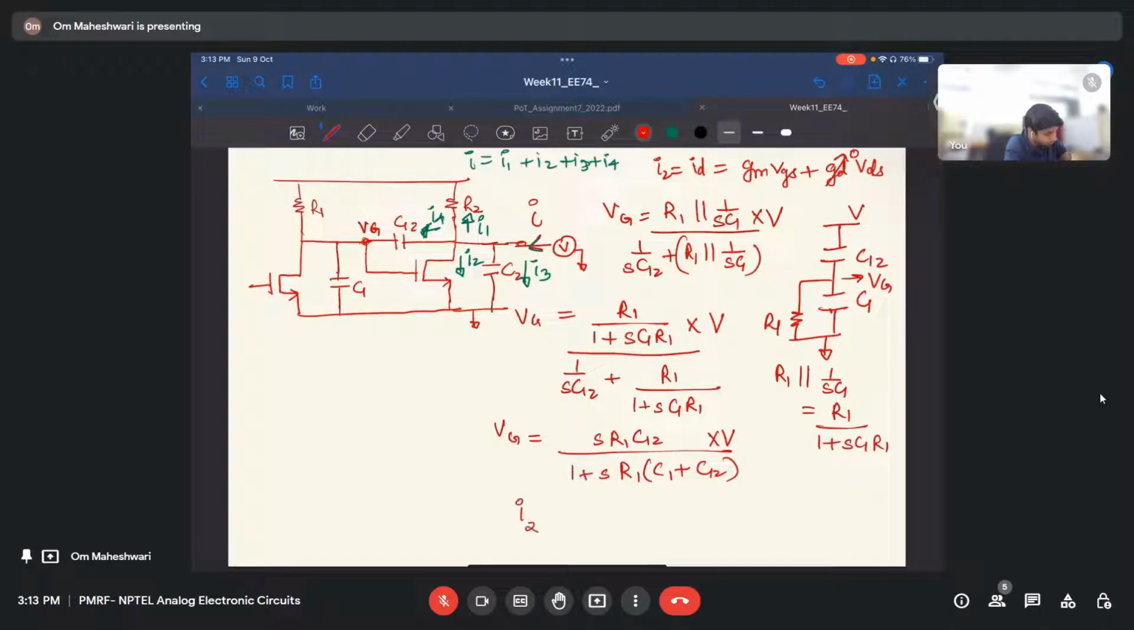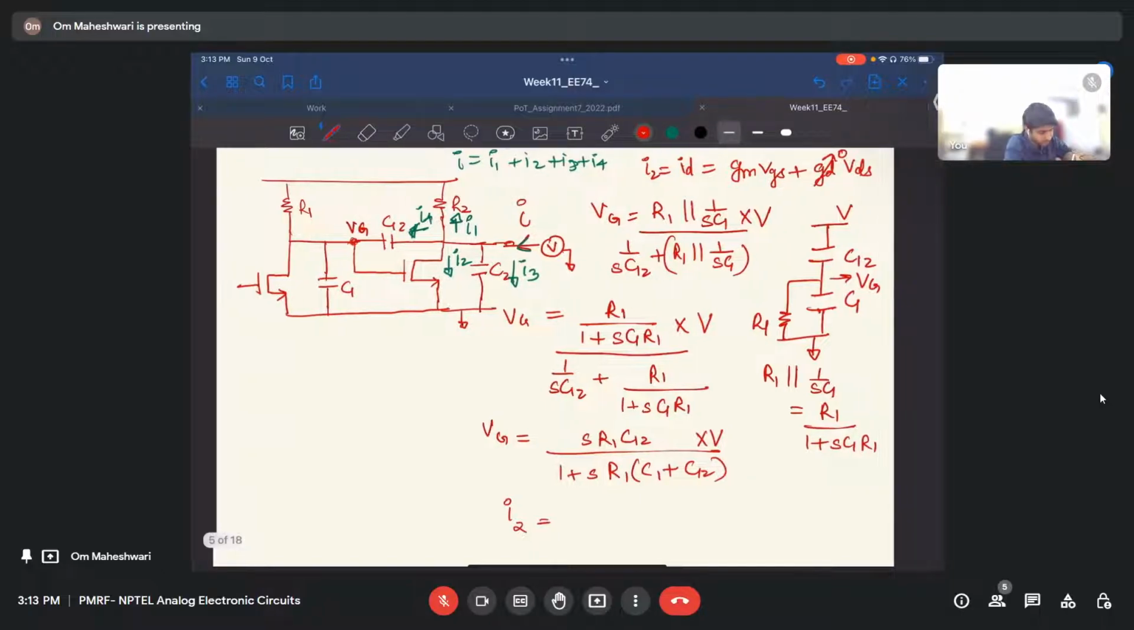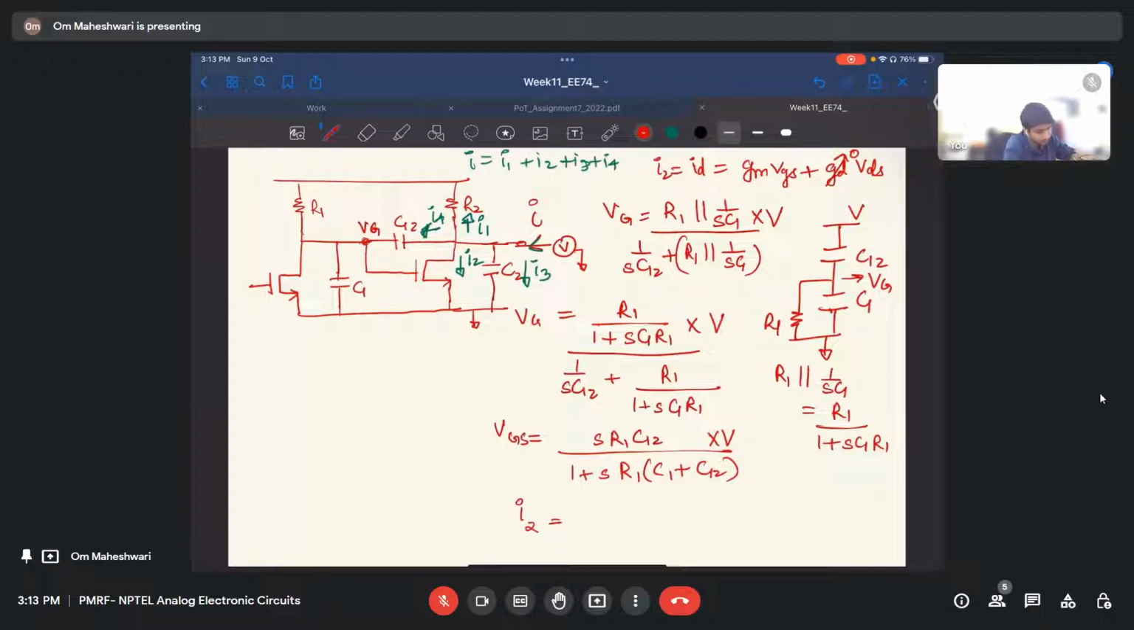and I2, we know what I2 is. It is VG or VGS, it is the same thing, right? So I2 is just GM times this quantity. So I'll just write this: GM2 SR1 C12 V whole upon 1 plus SR1 C1 plus C12. So we know our I2.